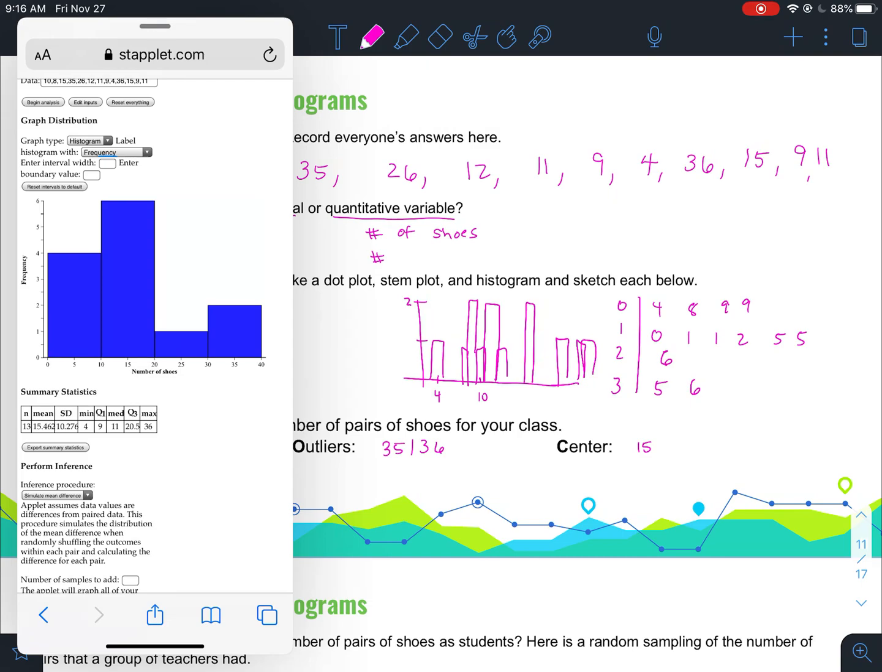Again, they're kind of skewed more to the left of that graph. So they're skewed more to less than 20, and then there's fewer after 20.